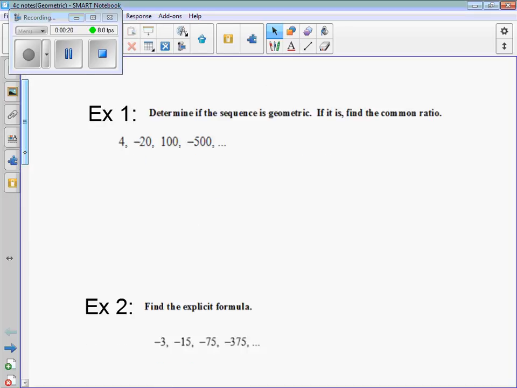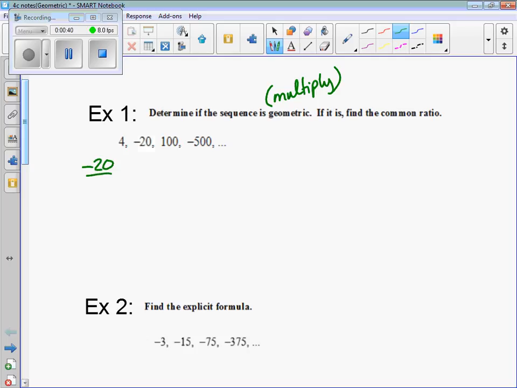So, first one, determine if the sequence is geometric. Geometric means it's multiplied. Arithmetic was adding. Here's multiply. So with arithmetic, you had to subtract second term minus first term. Geometric, you divide. Second term divided by first term, or the third term divided by second term, or even if it's given, the fourth term divided by the third term. Each one of these, if it is geometric, should come up with the same answer.